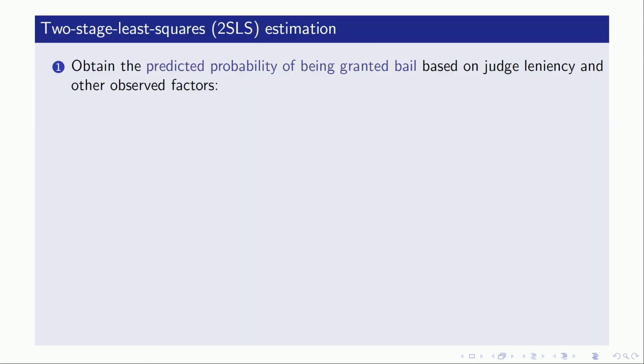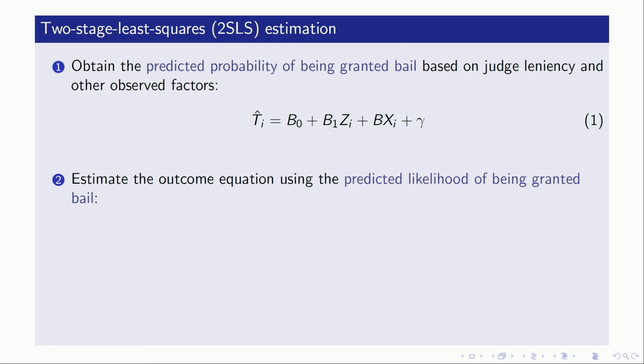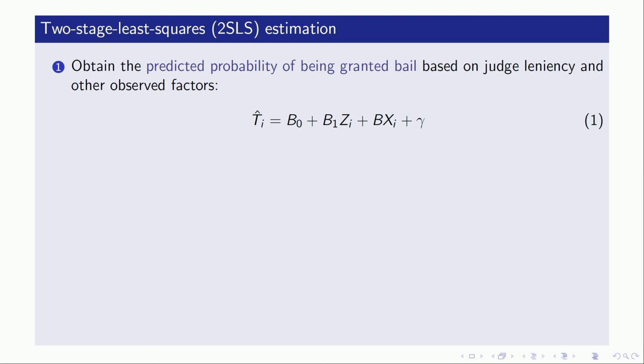So I used two-stage least squares estimation. In the first stage, we obtain the predicted probability of being granted bail based on judge leniency, our random factor, and I'll go into that in a sec, and other observed factors. So the predicted likelihood of being granted bail equals a constant plus the effect of z, which is judge leniency, plus the effect of all the different controls and fixed effects. As you can see, the error term's no longer there. Everything we can observe has been removed from that equation.